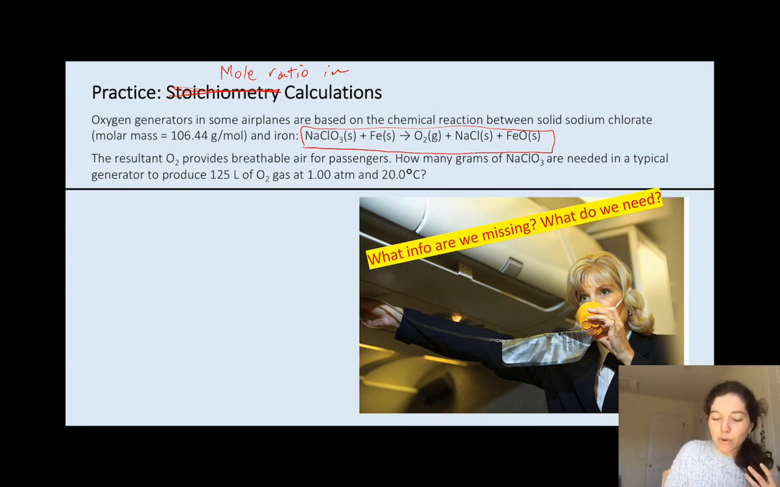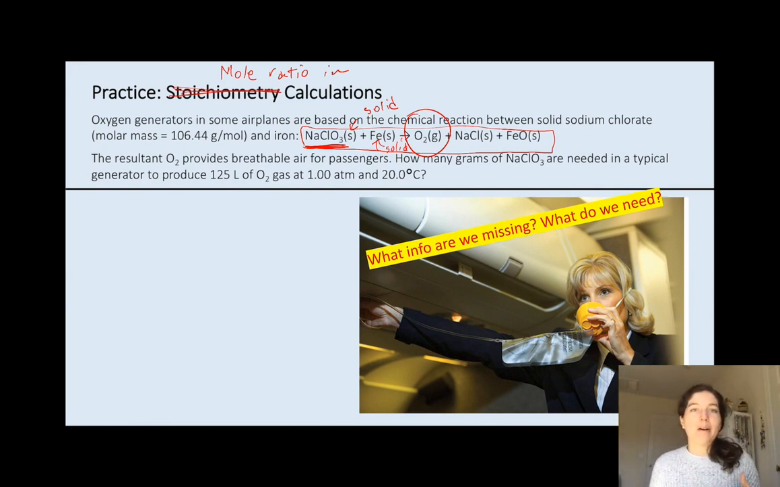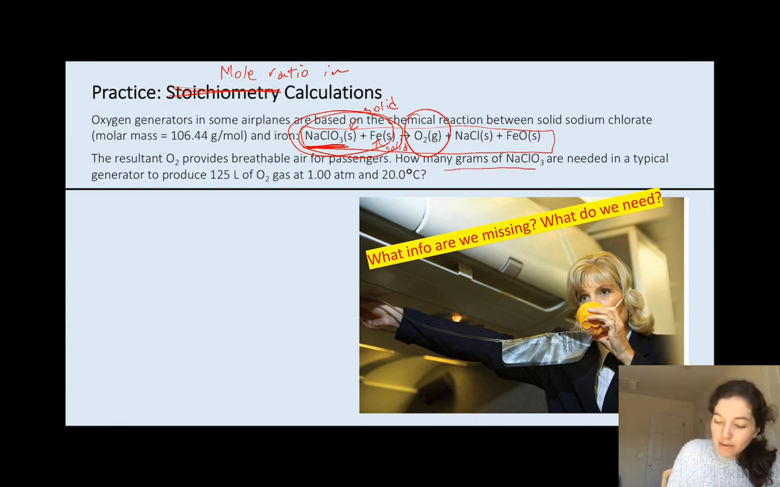They mix this sodium chlorate here, which is a solid, with an iron solid. It goes through this cool chemical reaction where it makes oxygen gas, and some other byproducts. This gas is something you breathe in whenever the emergency oxygen mask comes on. So the question is, say you need to have so much oxygen on board your plane. How much of this stuff should you have on the plane to make sure you can produce enough gas?